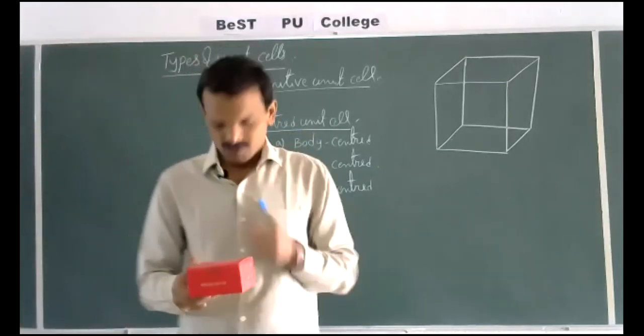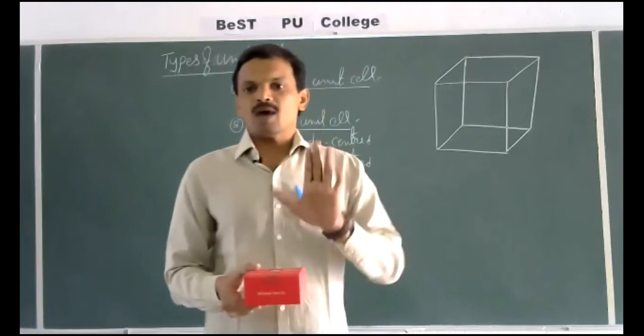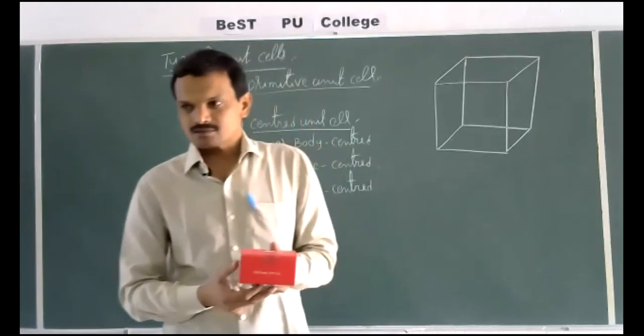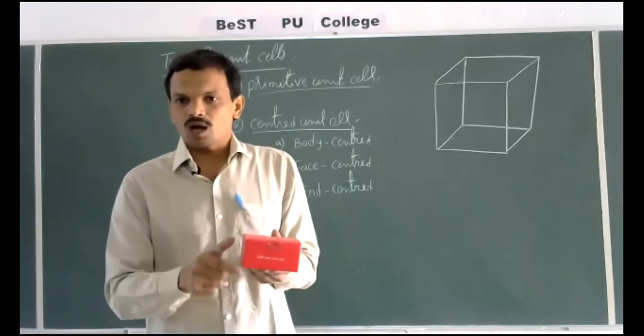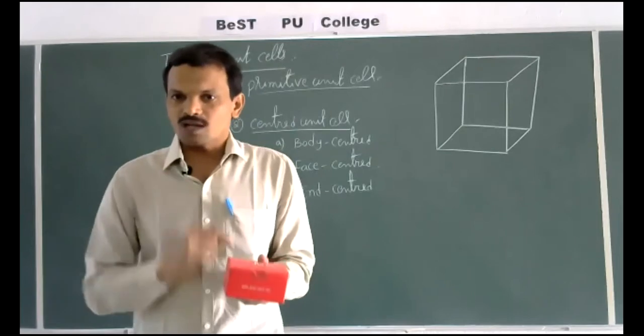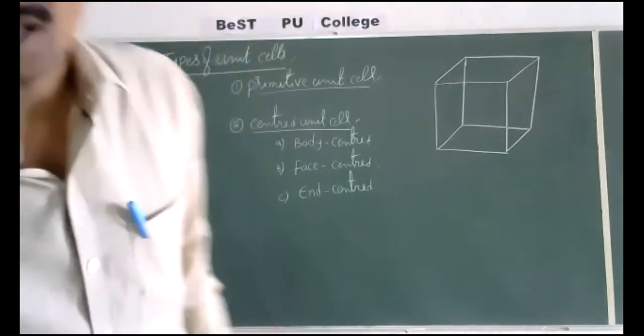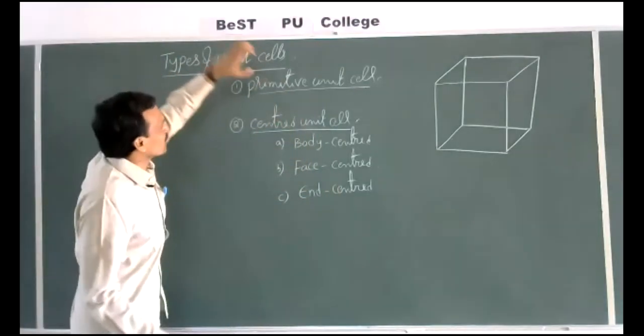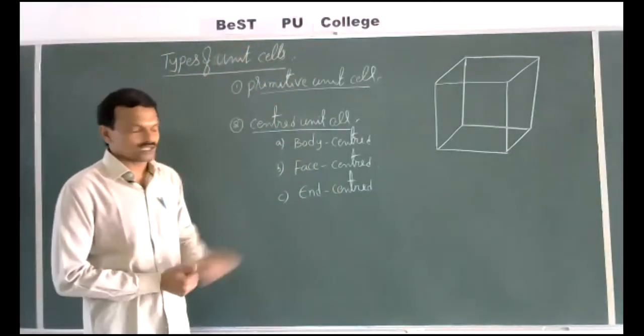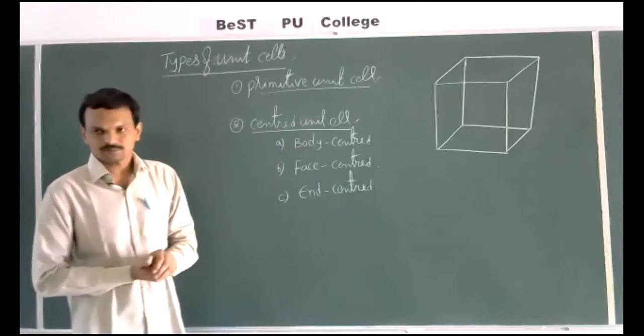So these 4 you should know first of all. A cube has 6 faces, 8 corners, 12 edges, and 1 body center. These are the parameters of this cube. Now, what is this primitive unit cell? By taking the cubic system, I am going to explain here.